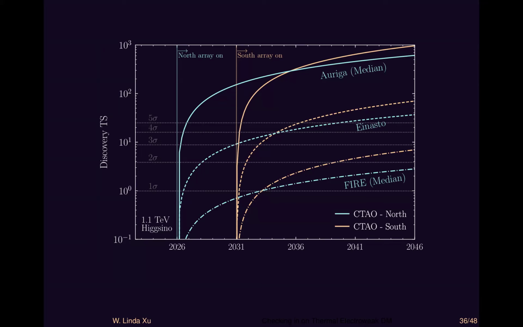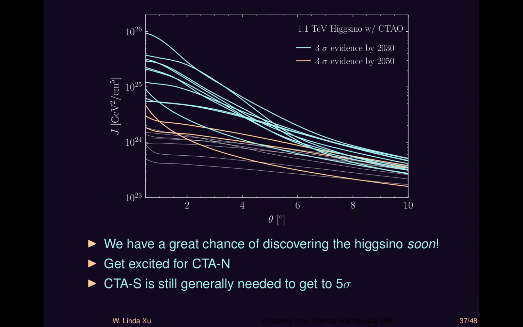evidence within the proposed runtime of CTA, which I think for a worst case scenario is much better than expected. So I think there is reason to be excited, and there's reason to be excited much sooner than I personally expected. If I look again at the range of J factors that the simulations have predicted, for every one that's highlighted in blue, you can potentially expect 3 sigma before the end of the decade.